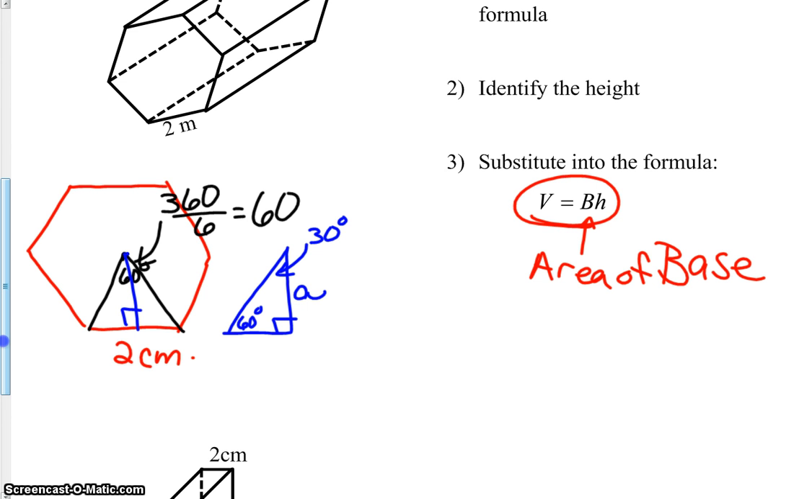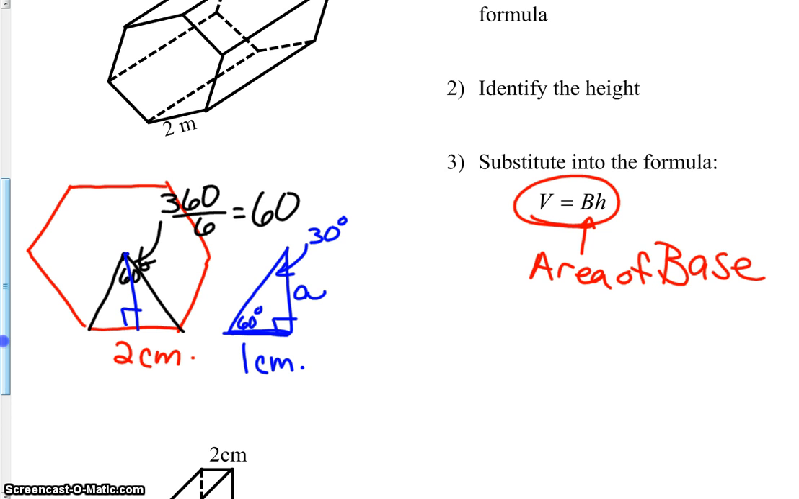And I can figure out the length of this side at the base down here next to the 60-degree angle, because the whole side of my hexagon was 2 centimeters. I know this side is 1 centimeter. Now, I want to find the length of the apothem. So what I'm going to do is use SOHCAHTOA.